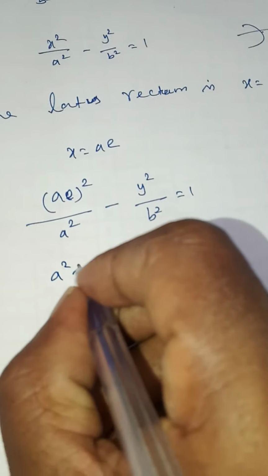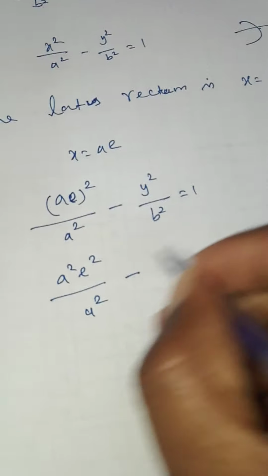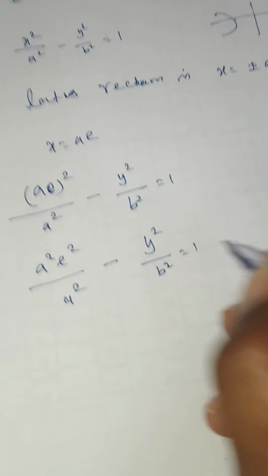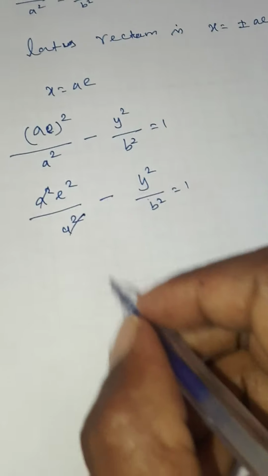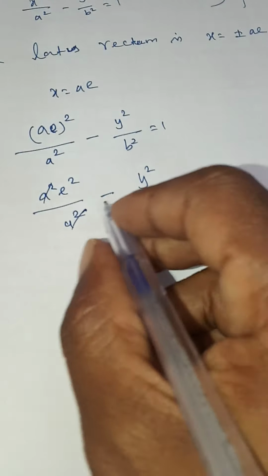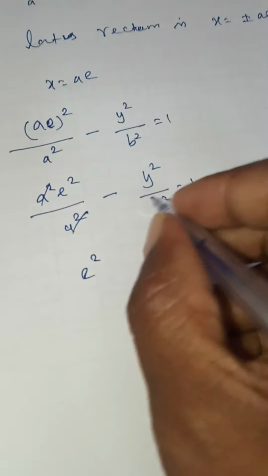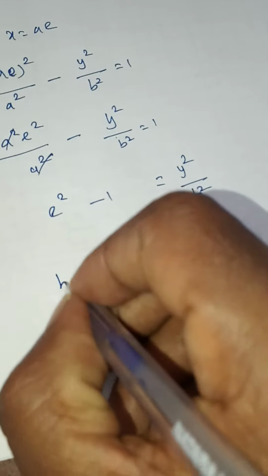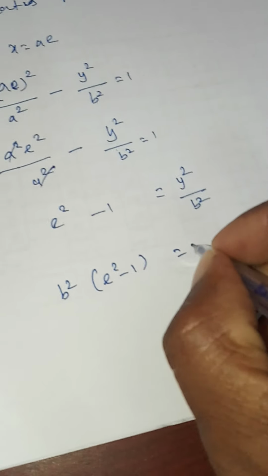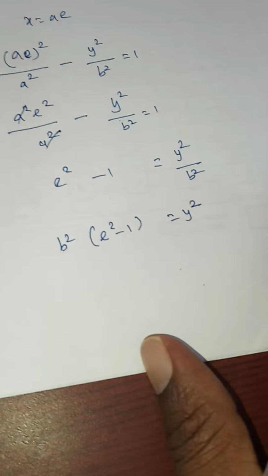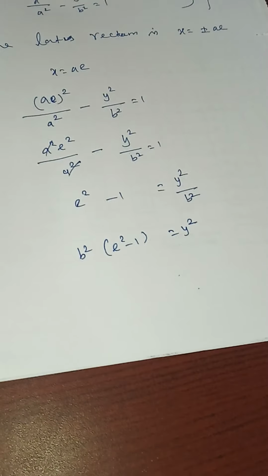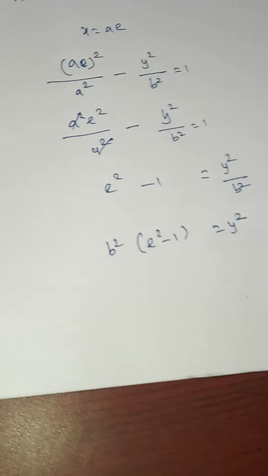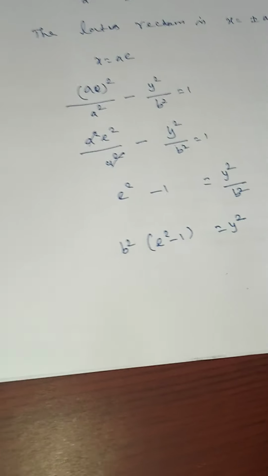Then a square divided by a square minus y square divided by b square is equal to 1. Okay, a square cancels, the remaining is e square. Moving the terms, y square by b square is e square minus 1, so y square equals b square into e square minus 1.